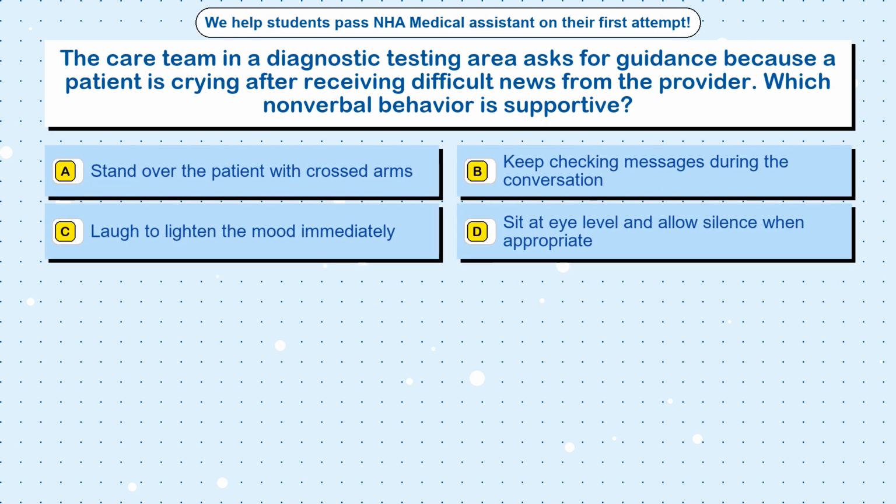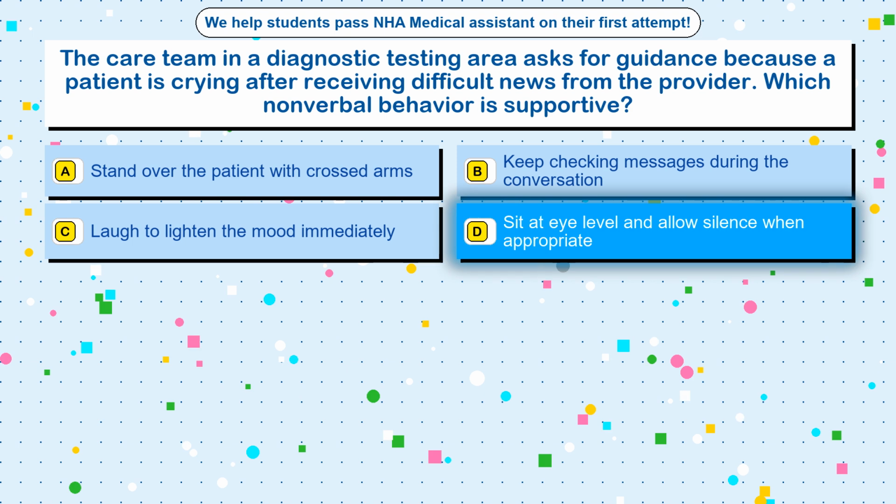Question 25. The care team in a diagnostic testing area asks for guidance because a patient is crying after receiving difficult news from the provider. Which nonverbal behavior is supportive? Option A, stand over the patient with crossed arms. Option B, keep checking messages during the conversation. Option C, laugh to lighten the mood immediately. Option D, sit at eye level and allow silence when appropriate.